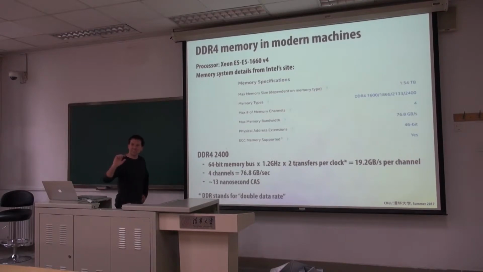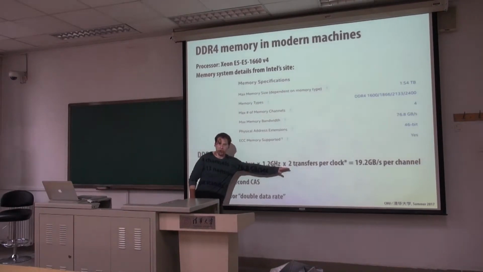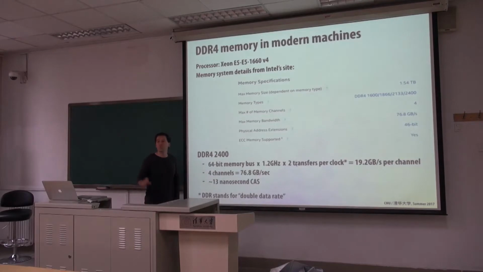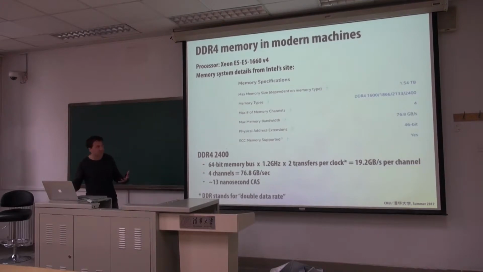It can actually send data twice per clock, which is a detail that doesn't matter too much, but I'm going to multiply the bandwidth by 2. And the 2 bytes per clock, running twice per clock, is actually the reason why it's called DDR. DDR stands for double data rate. So sending information twice per clock is DDR. So every memory channel, 64 bits times 1.2 gigahertz times 2, gives me 19.2 gigabytes per second.